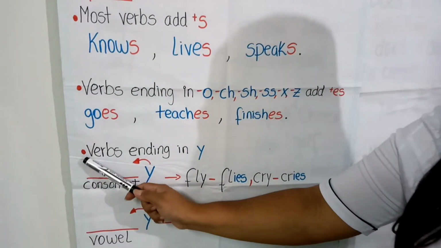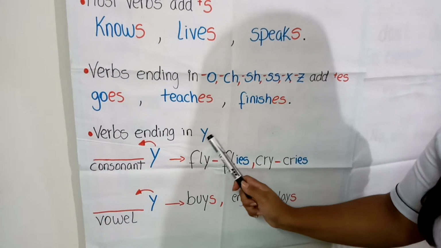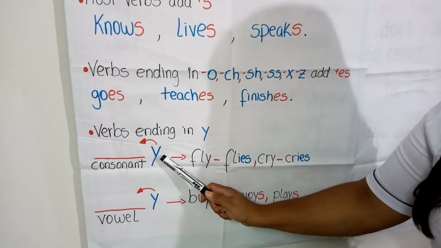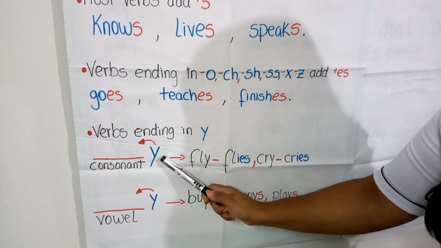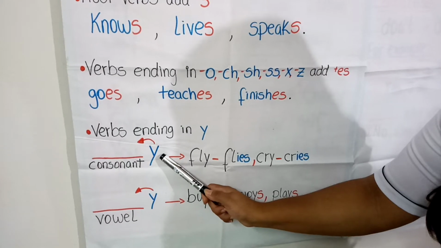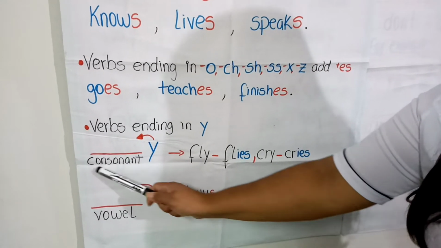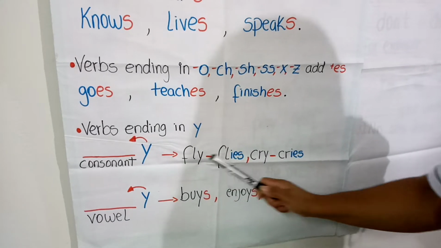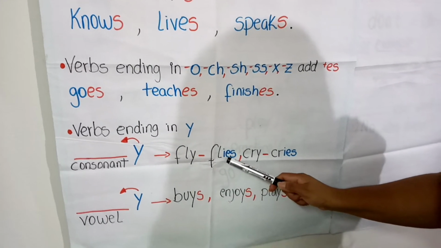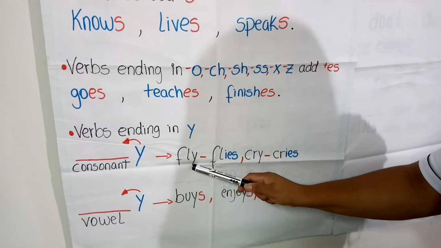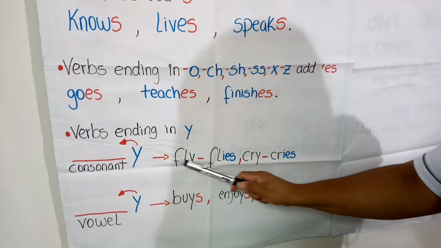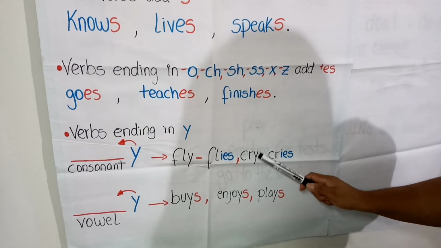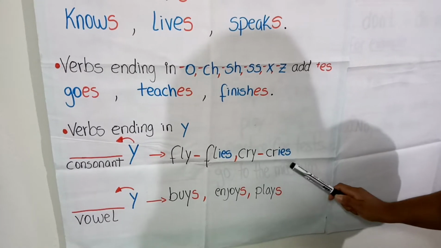Okay? Then for verbs ending in Y, we have two rules. The first is that if we have a verb with Y and before there's a consonant, we are going to change this Y into I and add ES. For example, fly, like it's a consonant, flies. Then we have cry, Y and a consonant, cries.